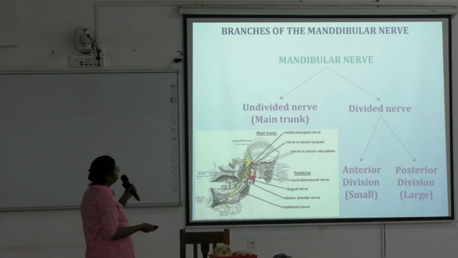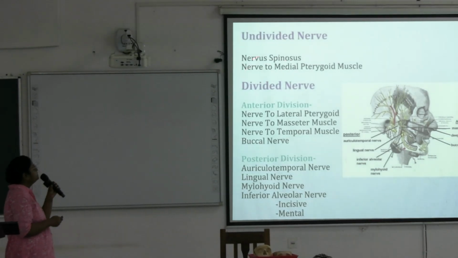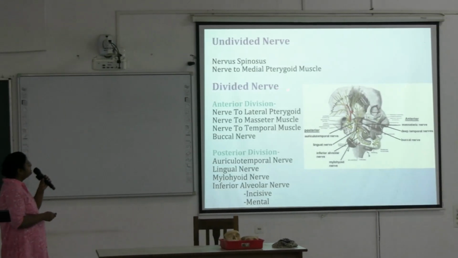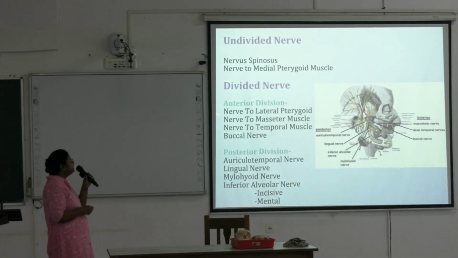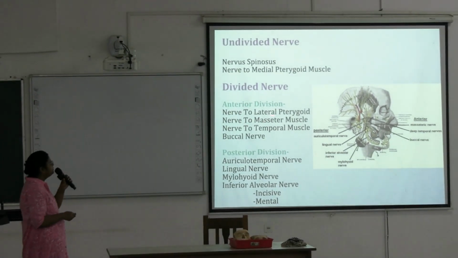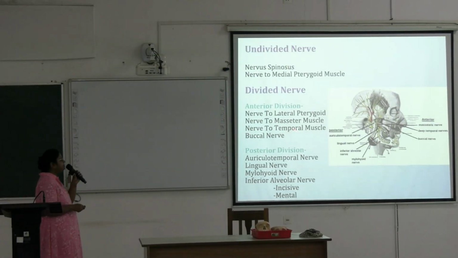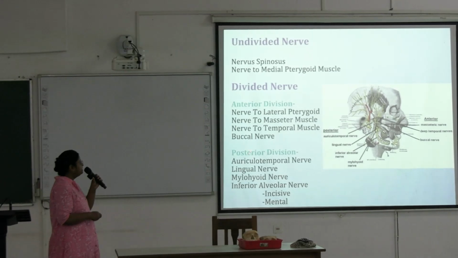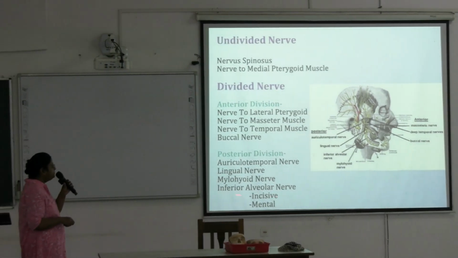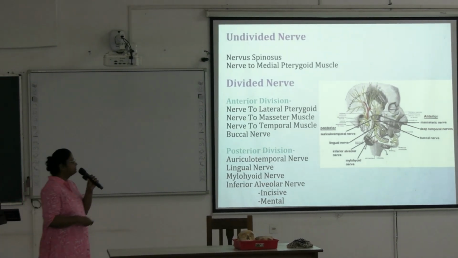Okay. Next, so undivided nerve, from here these branches: nervus spinosus and nerve to medial pterygoid. After it divides into anterior division and posterior division, anterior division supplies nerve to lateral pterygoid, nerve to masseter, nerve to temporalis, buccal nerve. And posterior division gives these branches: auriculotemporal, lingual, mylohyoid, inferior alveolar, again dividing into incisive and mental nerves.